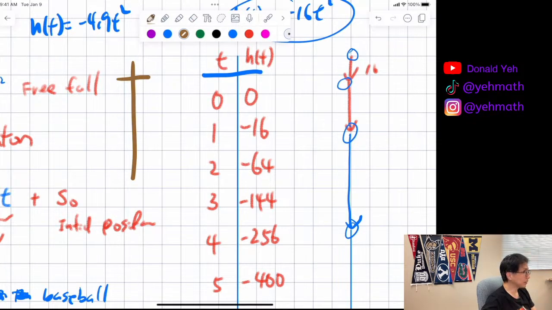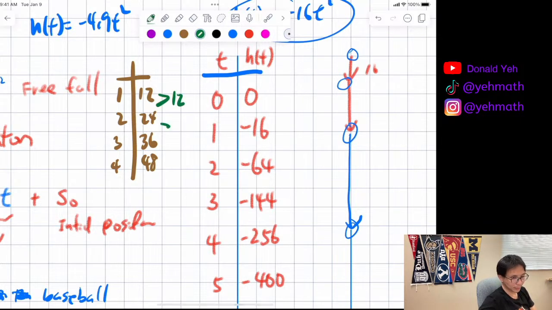Anybody got a job here? Sam, where do you work? Oh, you work at Publix. How much do you get paid? Okay, that's 12 per hour. So in 1 hour, she got 12. In 2 hours, she got 24. In 3 hours, 36. In 4 hours, 48. Her job is linear, right? So let's look at the difference. That's 12, 12, 12. So that's called a linear relationship.